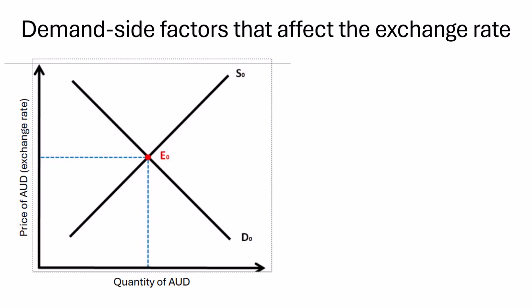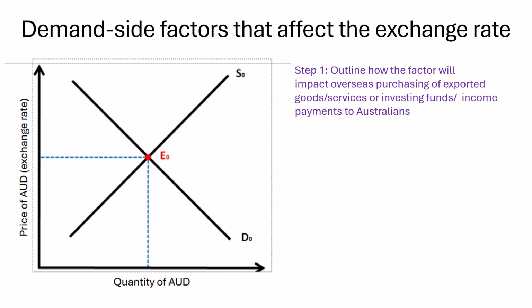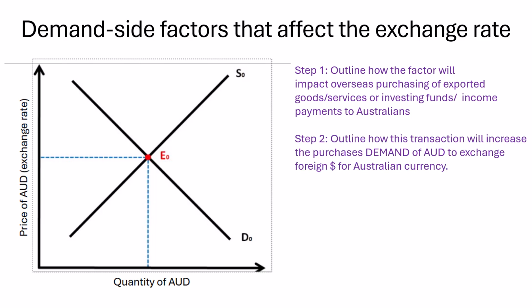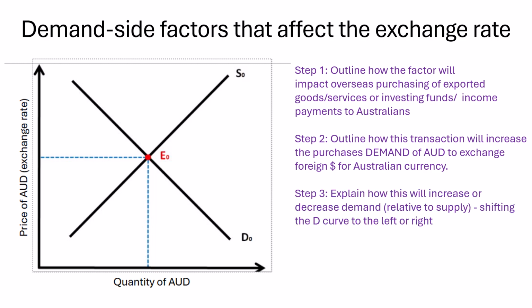Similar approach with demand-side factors, starting with emphasis on the fact that we've got overseas purchasing of G&S or additional investment in funds or income payments to Australians. And so then we outline how this will increase the purchase of Australian currency, the demand. And so what will this do to our demand curve, left or right, relative to supply? And then we outline how this will appreciate or depreciate the Aussie dollar.